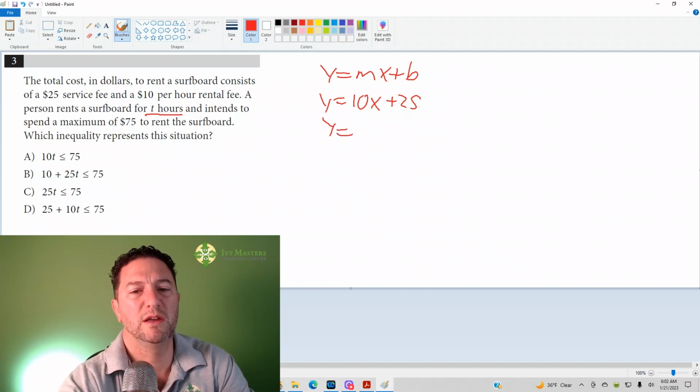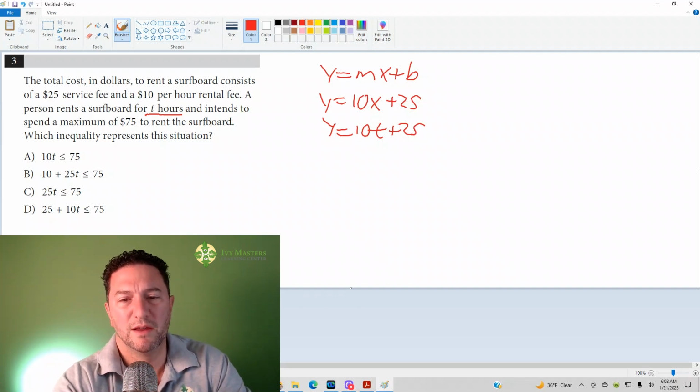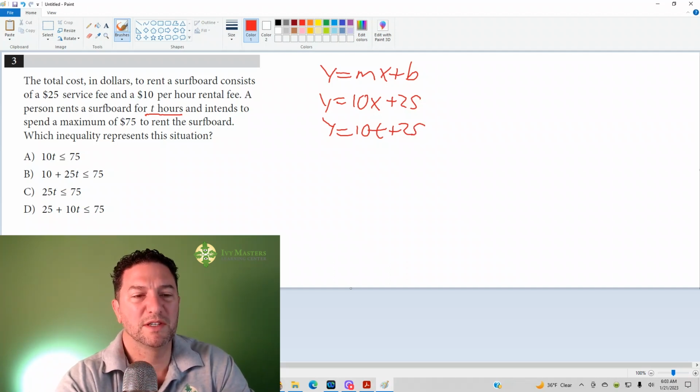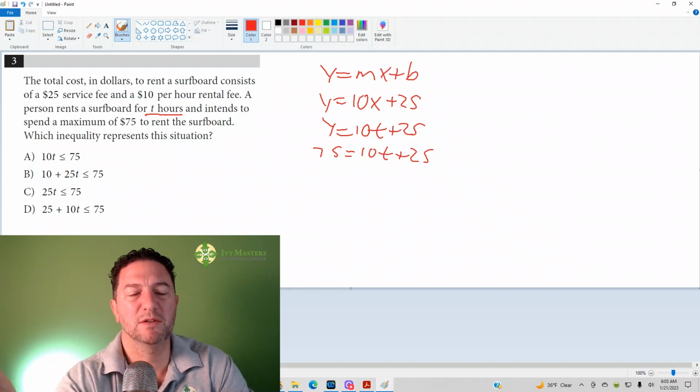So you'd say y equals 10t plus 25. You'd plug in for your number of hours, but 75 is not your number of hours. It would be your total cost when you plug in for t. So now we've got 75 equals 10t plus 25. But they want to spend a maximum of $75. So which side do we have to restrict? Which way would your inequality have to go?